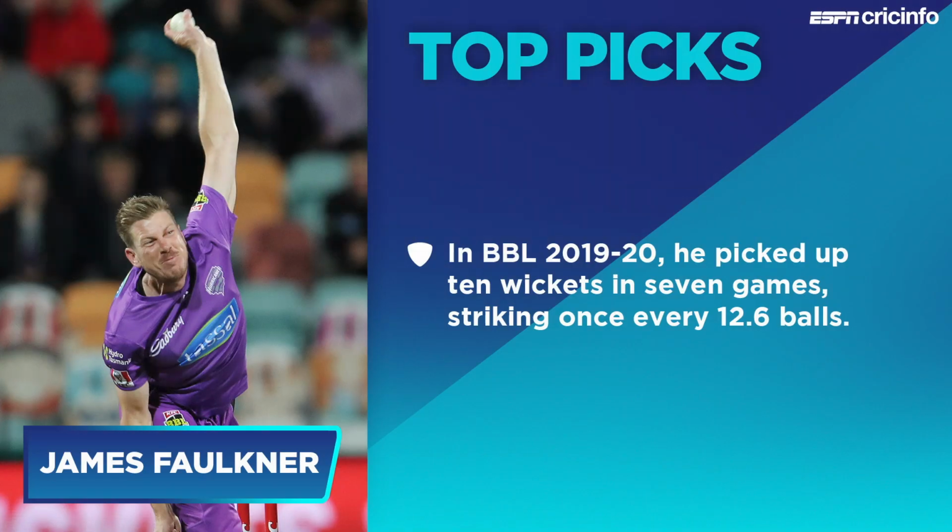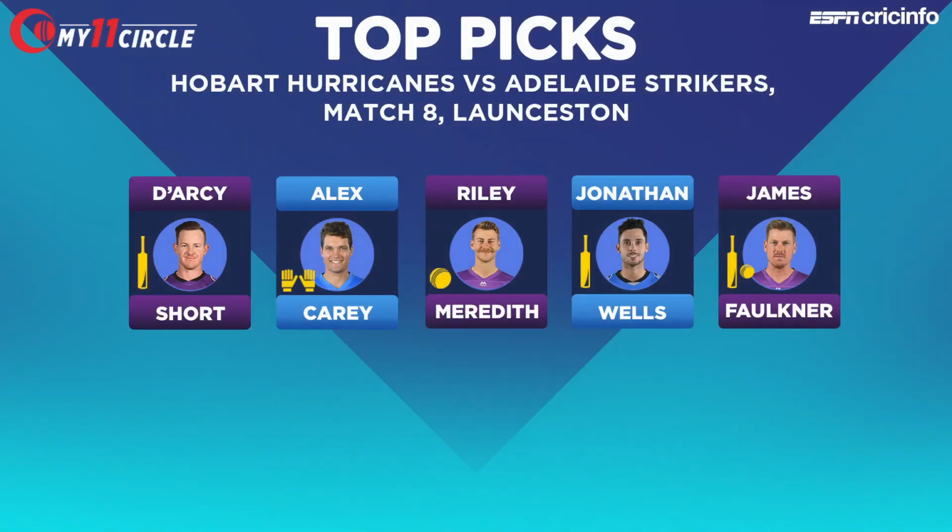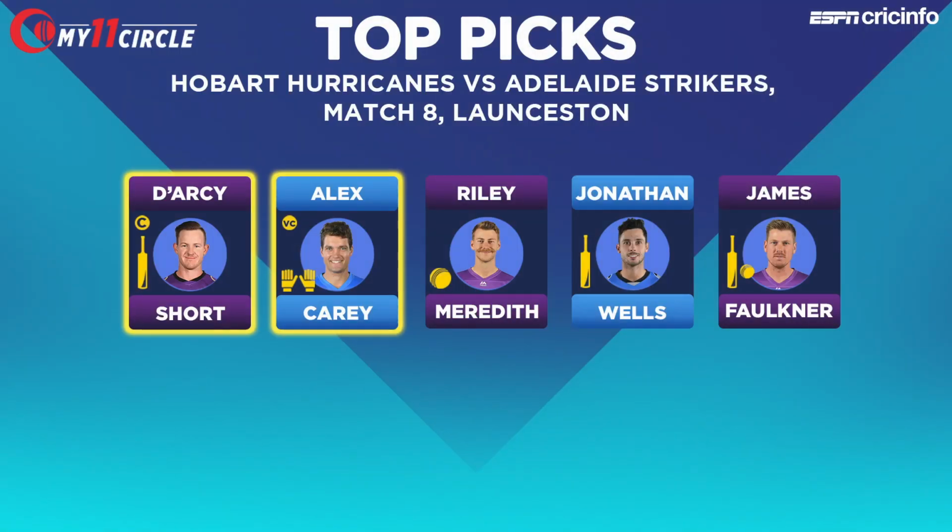Jimmy Faulkner finds his way into our top picks. Now still just 30 years old, been around for ages as James Faulkner, but he's already started this season with serious impact. 2 for 22 and 3 for 21 with ball, and a few lusty blows with the bat coming lower down the order. We've got Jimmy Faulkner, Jonathan Wells, Riley Meredith, along with Darcy Short and Alex Carey to round up our top picks.